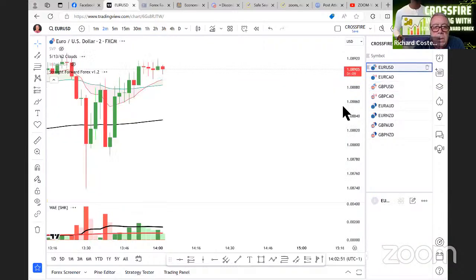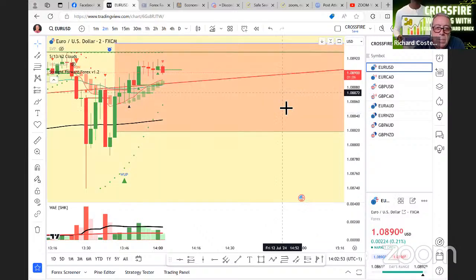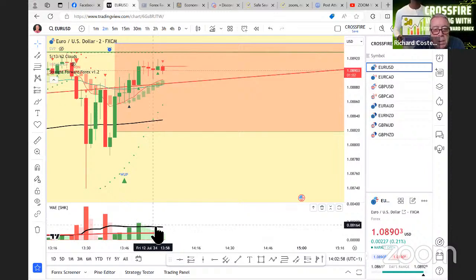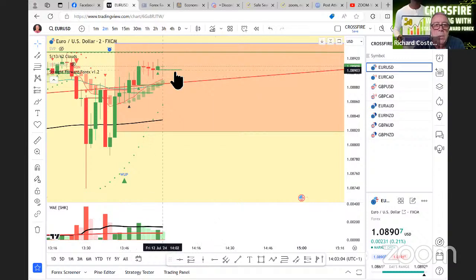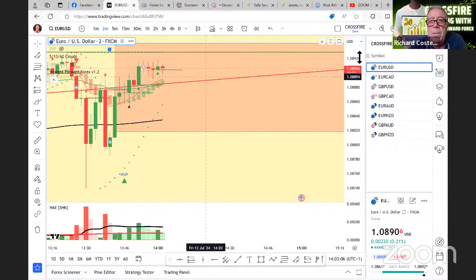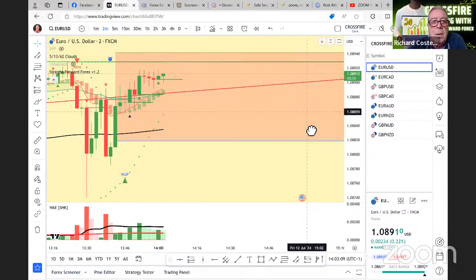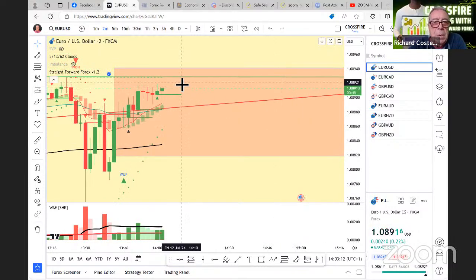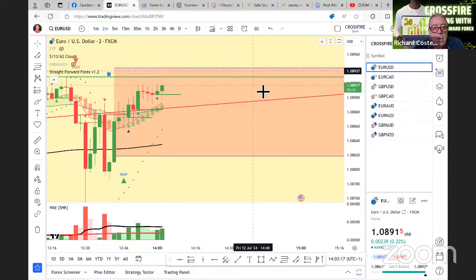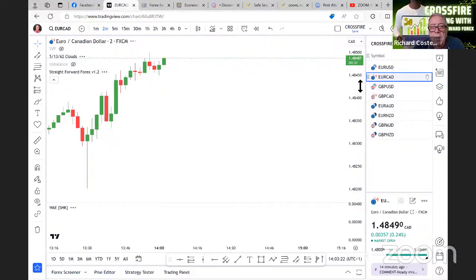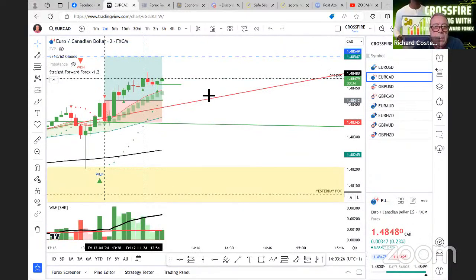Euro USD. This is discouraging because the black line is now definitely pointing downwards. And we're just moving sideways. So maybe not, don't know. I'll wait for an alert. It might just break out above my green trend line, but I'm going to wait for that. And the Canadian dollar pairs, that one's still making progress towards my target.